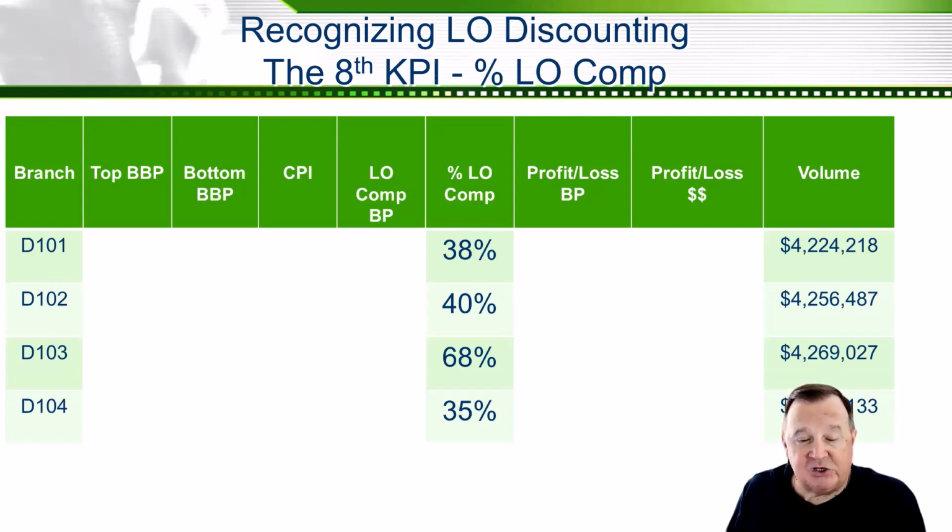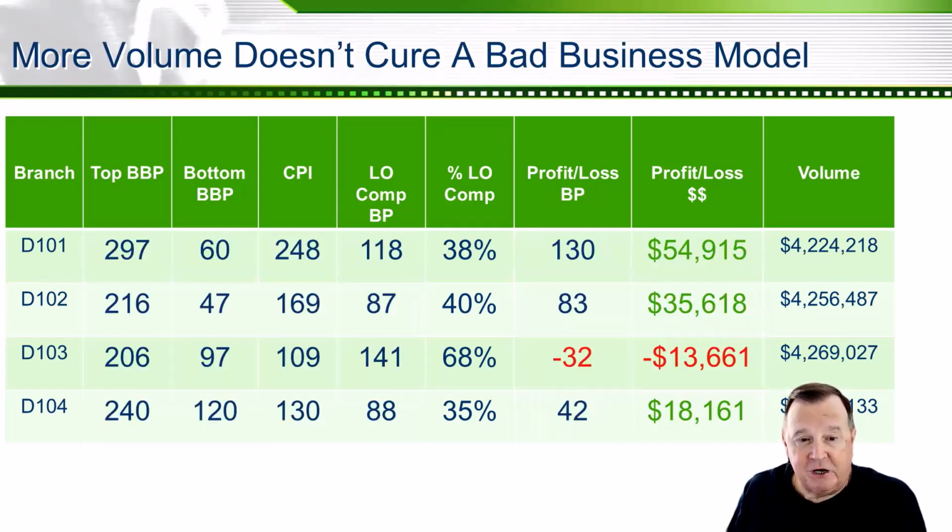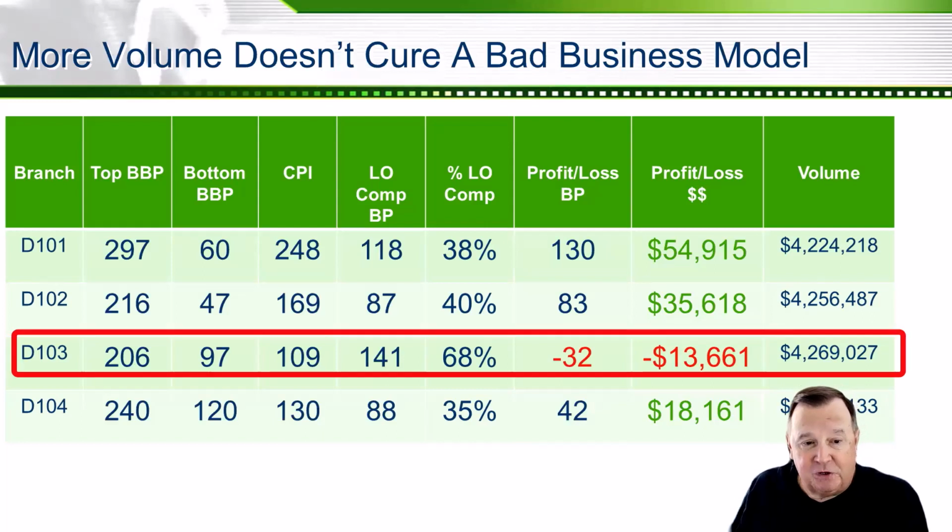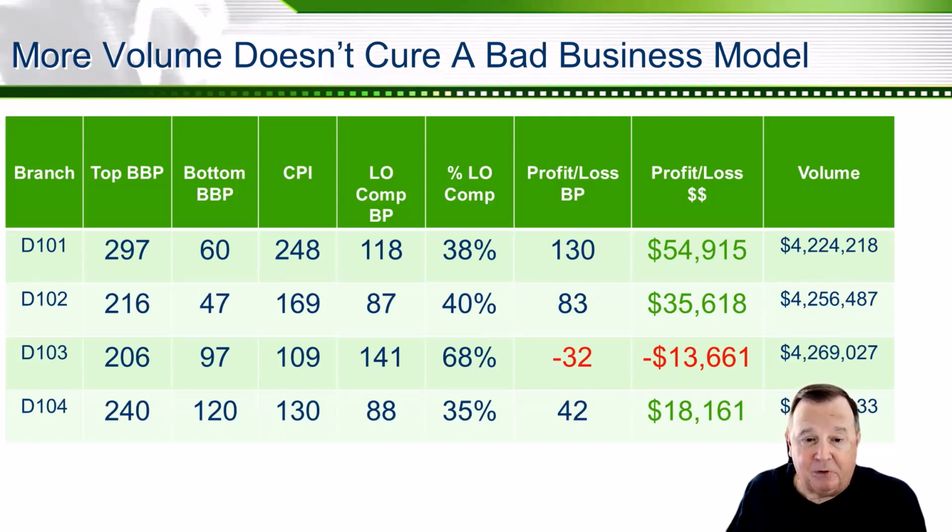Well, let's just see. I'm going to look at this next slide and see how these compare and how we look at these together. Well, you can see here as we fill in the blanks, right across the board, D103 had 206 basis points coming in at the top, which was the lowest of the 4. We're not talking about the bottom business blood pressure number here, but they had 109 basis points in CPI. And basically that's the amount of money that they have left over to pay a loan officer and for profit. Well, in this example, we're paying the loan officer out 141 basis points.